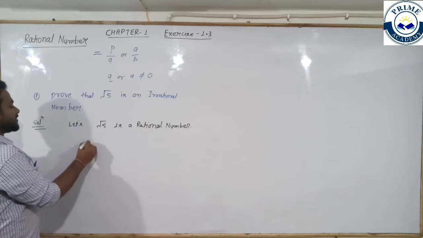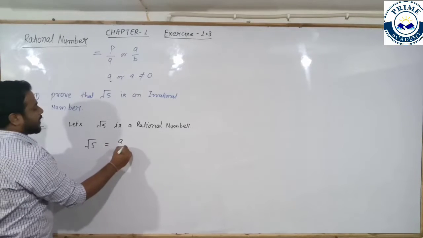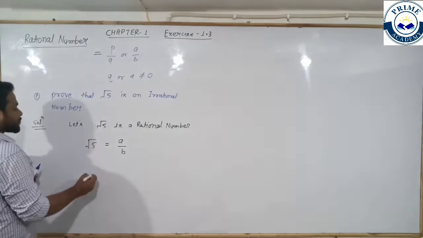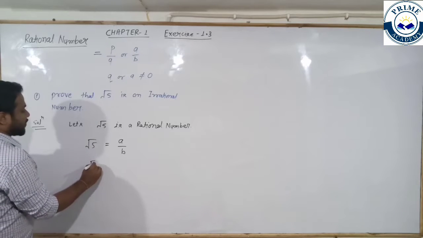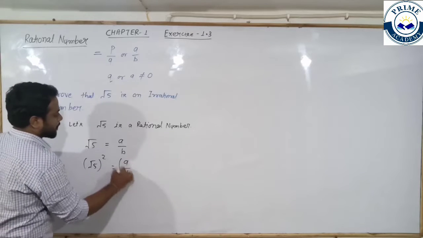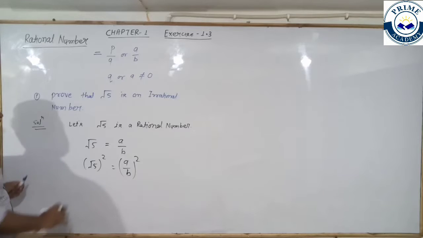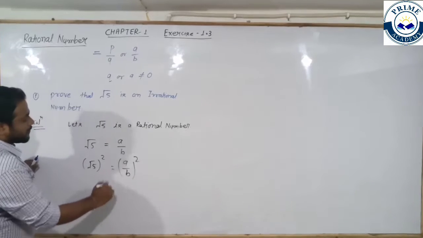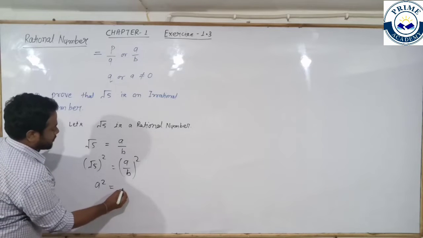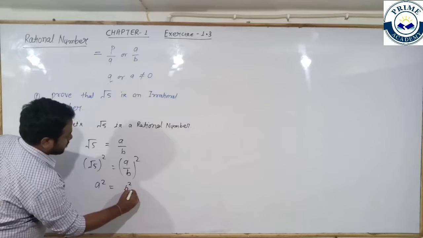Now, if it is a rational number, then definitely it can be written as a by b, right? So again, I am squaring both the sides. अभी दोनों साइड आपने स्क्वायर ले लिया, राइट? अब स्क्वायर लेने के बाद आप देखेंगे क्या, a square will be 5 b square.